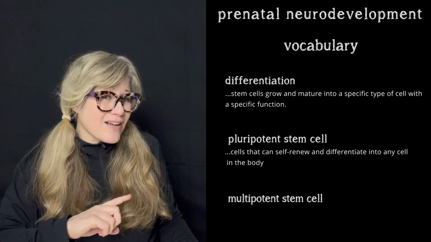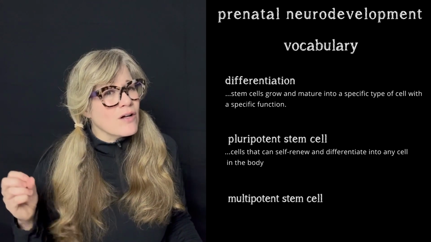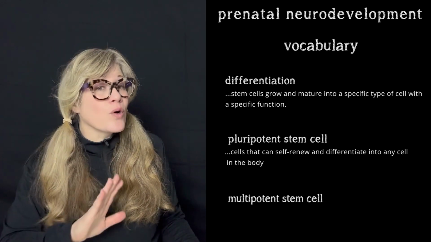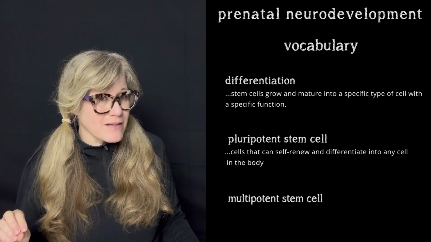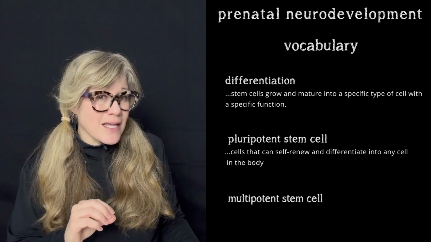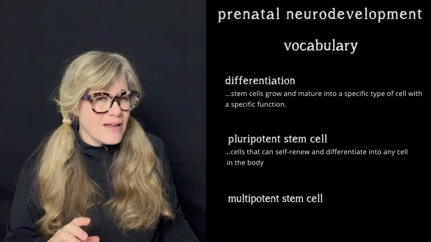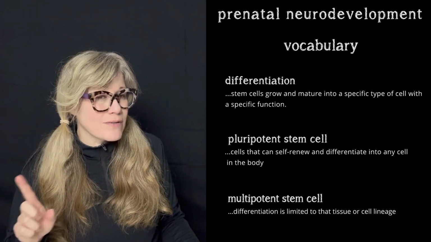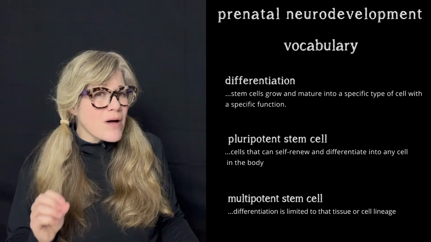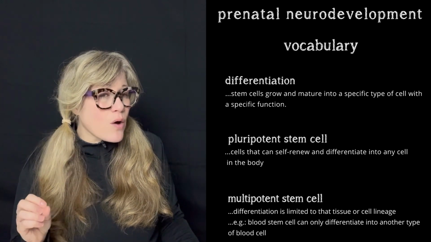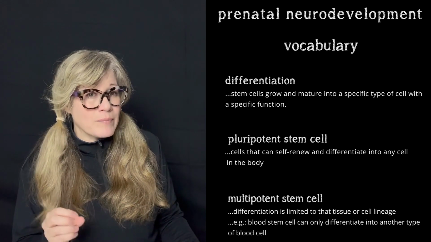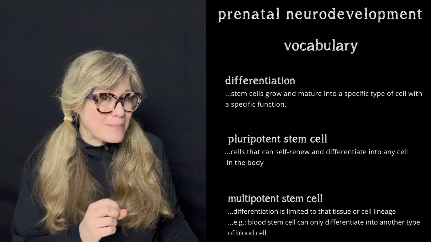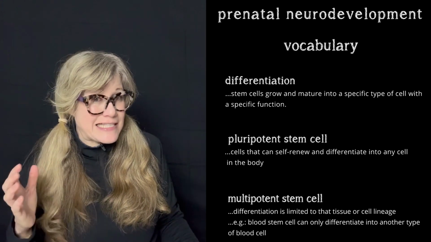There are a few other kinds of stem cells, and one of them is called a multipotent stem cell. And those are the stem cells that have more limitations than pluripotent stem cells. Multipotent stem cells can be found in any type of tissue, but their differentiation is restricted to that particular tissue or cell lineage. So a multipotent blood stem cell can only differentiate into a red or white blood cell or a platelet. We'll see both pluripotent and multipotent stem cells do their business in this episode.